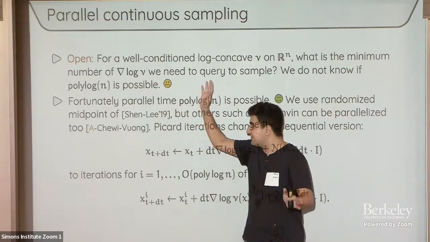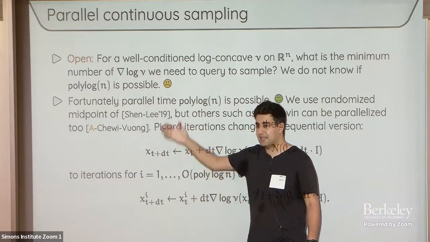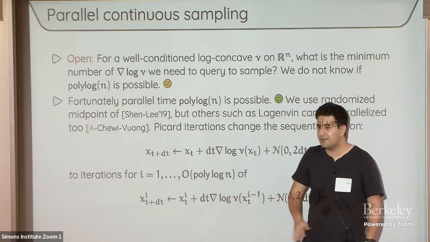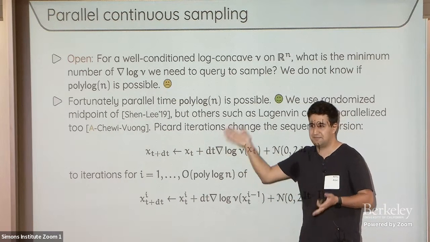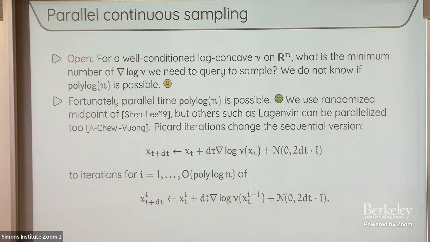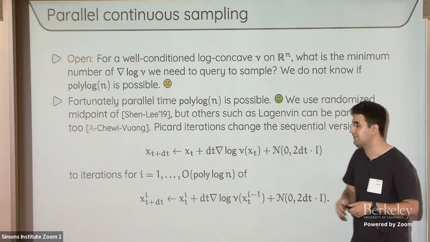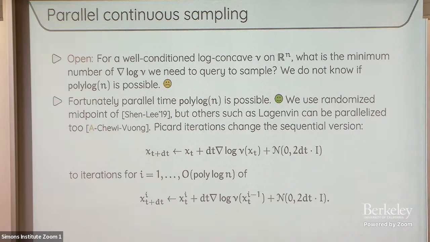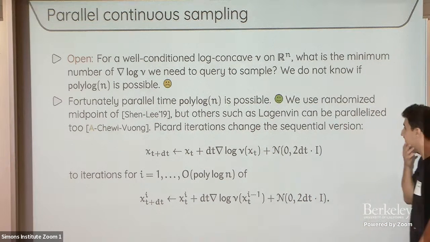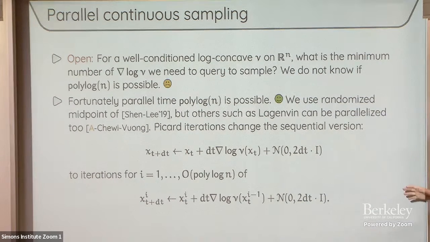You could feasibly have an algorithm that only queries polylog n many such things, and then you don't even need to care about parallelization. That would be enough, but so far we don't know of any algorithm like this. In fact, there are some people who are trying to prove impossibility of this. Fortunately, though, parallel sampling in polylog n time is not open. There is this work of Shen and Li that we use as a black box that gives you samples.